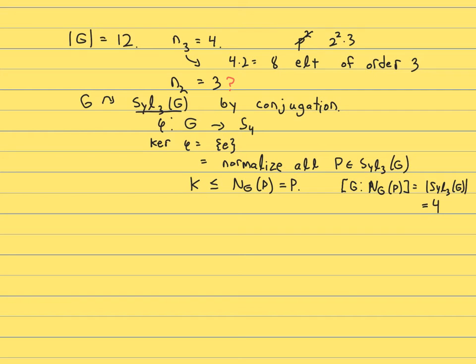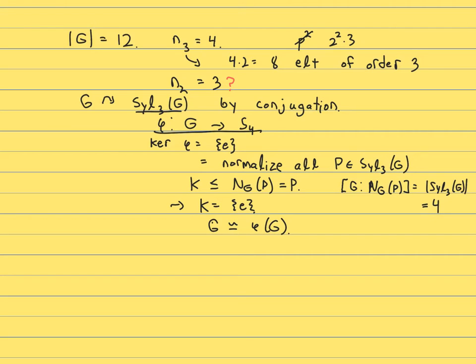But remember, this K must be normalizing all these Sylow P subgroups. And so it's got to be a subgroup. It's either one or all of P. If it were all of P, then P would be a normal subgroup. So it must be the case that K is the trivial subgroup. And hence, this map is injective, and so G is isomorphic to its image.